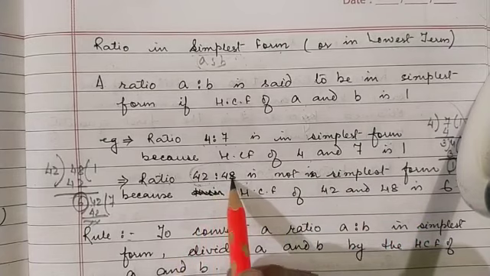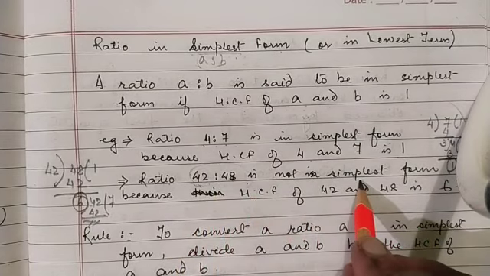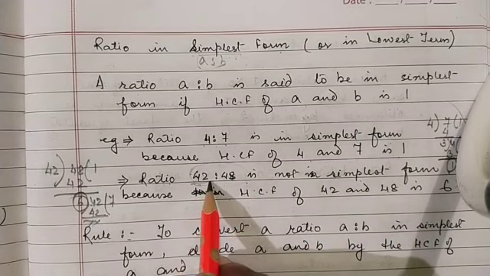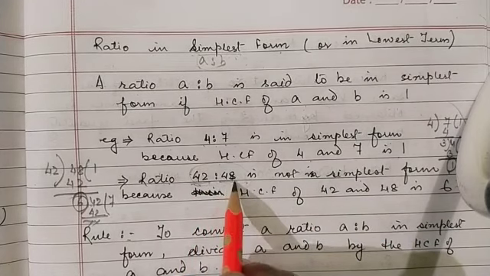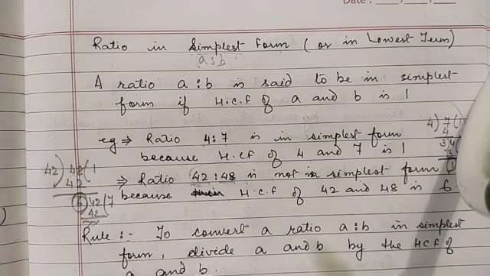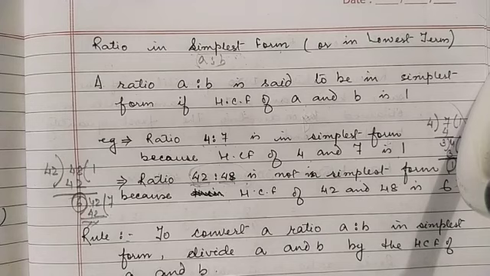42 is to 48 is not in the simplest form. Why? Because the HCF of 42 and 48 is not 1. It is 6. So, for a ratio to be in the simplest form, the HCF of the antecedent and the consequent should be 1. Clear?